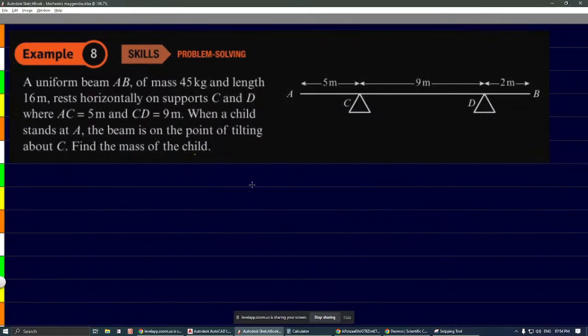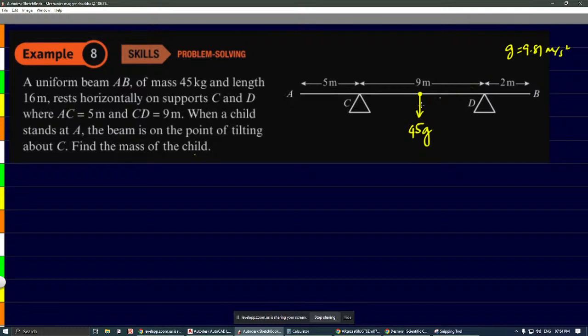Ready? So, uniform beam AB of mass 45 kg. So total length is how much? 7 and 9, 16. Because it is uniform, the weight will act exactly at the center. So 45 kg means 45 times g, g value being 9.81 meters per second squared. Length is 16 meters.